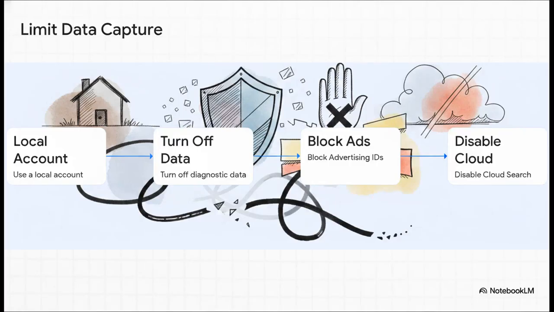Now, there are a few limited steps you can take to restrict the data capture. You can try to stick to using a local account rather than a Microsoft account. You can dig into your settings and turn off optional diagnostic data, block advertising IDs, and disable cloud content search. But it is vital to understand that this doesn't delete the underlying identifier. It just puts a few band-aids over the amount of data it captures.